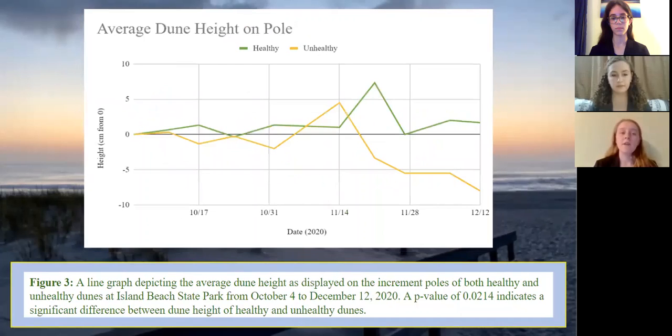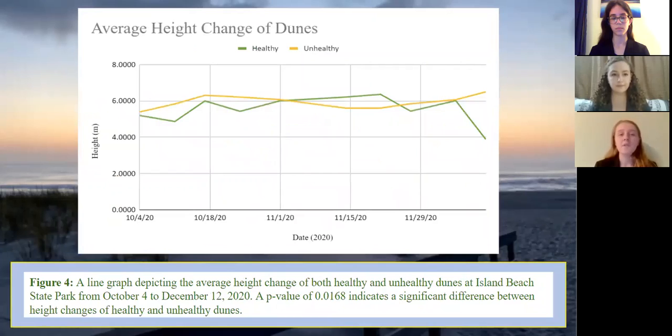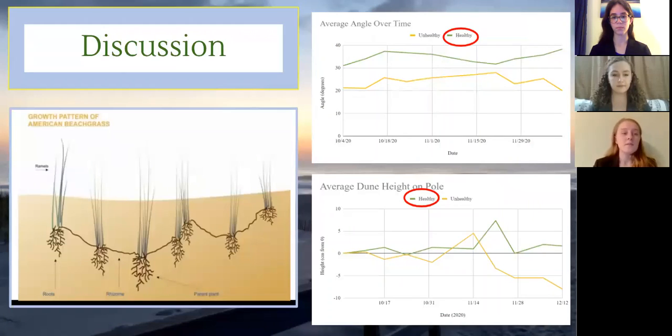Here we have a graph of the average dune height on each pole. And finally, here we have the average height change of dunes. These graphs overlap quite a bit, and again, we'll discuss this in just a moment. So there were great fluctuations observed in both healthy and unhealthy dunes. Healthy dunes tended to have greater inclination and height, and they also tended to be more stable and fluctuate less when the heights of the dunes fell.